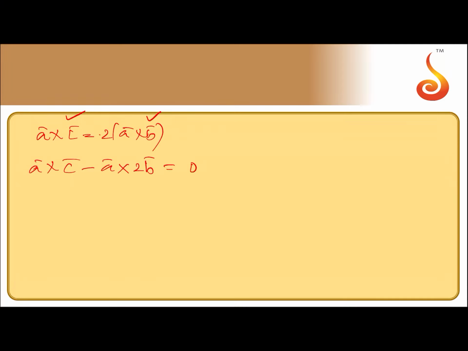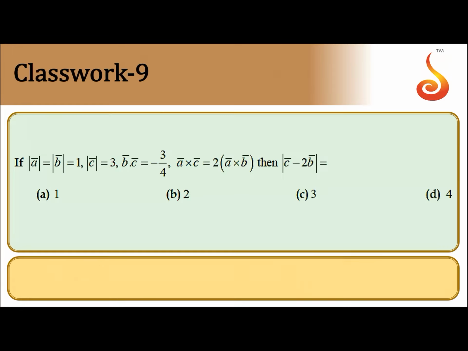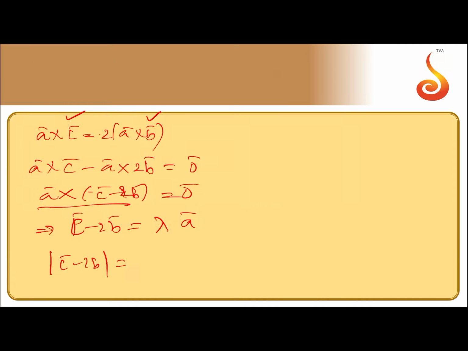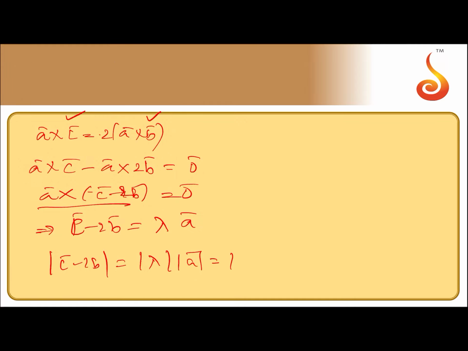Therefore, the cross product of two vectors being 0 means these two are parallel. It means C minus 2B is parallel to A, that means a scalar multiple of A. It is a scalar multiple of A, and therefore the modulus of C minus 2B is equal to modulus lambda into modulus A. But modulus of A is equal to 1. So if you calculate the modulus of C minus 2B, you get the modulus of lambda. So how do you get this modulus of lambda value?